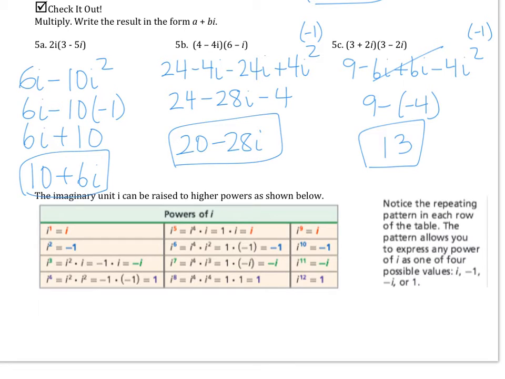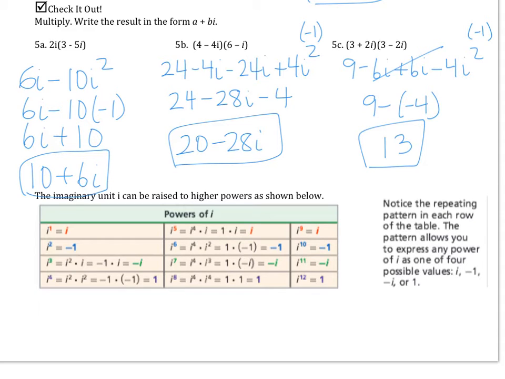So i to the first is i, naturally. i squared is -1. But i to the third, you can simplify as i squared times i, and i squared is -1. So -1 times i is -i. And then i to the fourth is i squared times i squared, which is -1 times -1, which is 1. So it'll be any one of 4 answers that it can be simplified to: i, -1, -i, or 1.